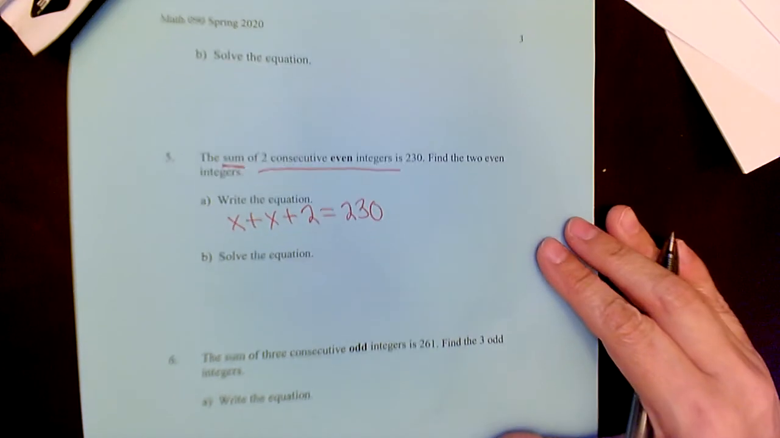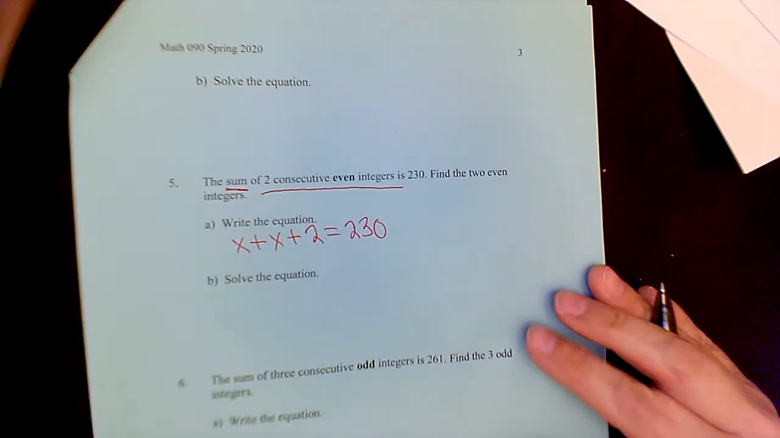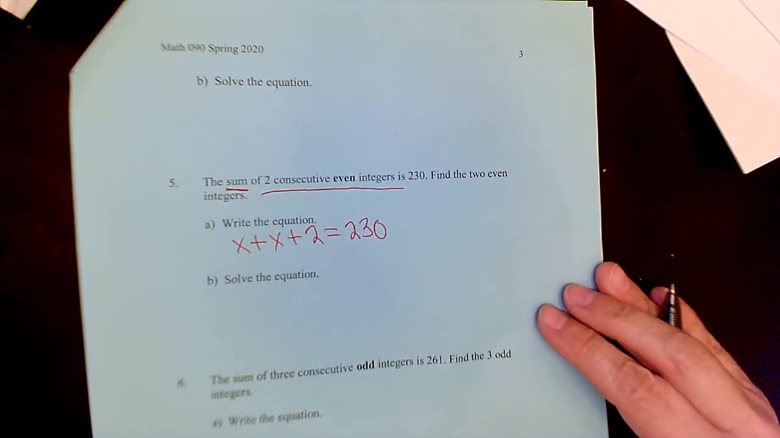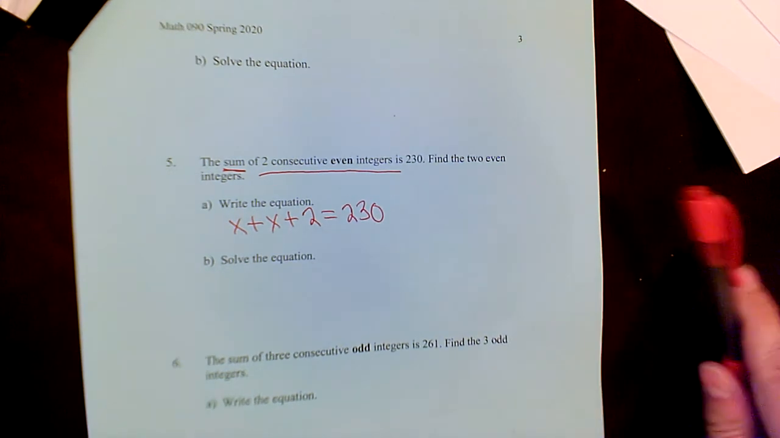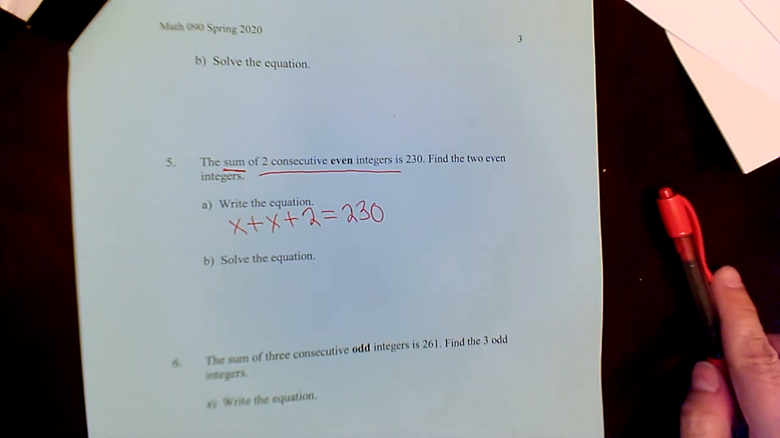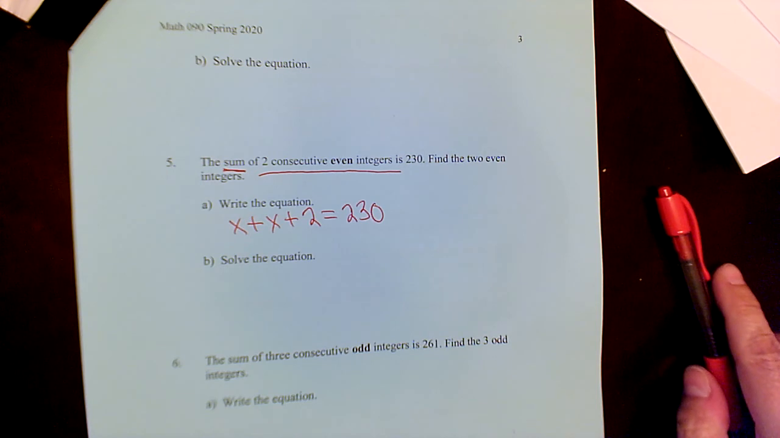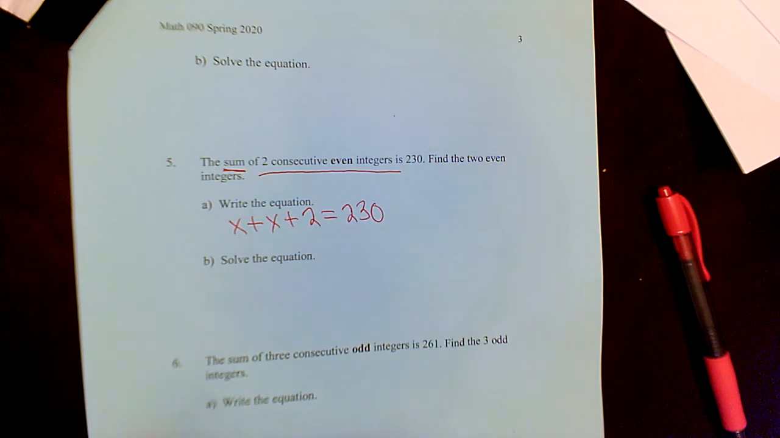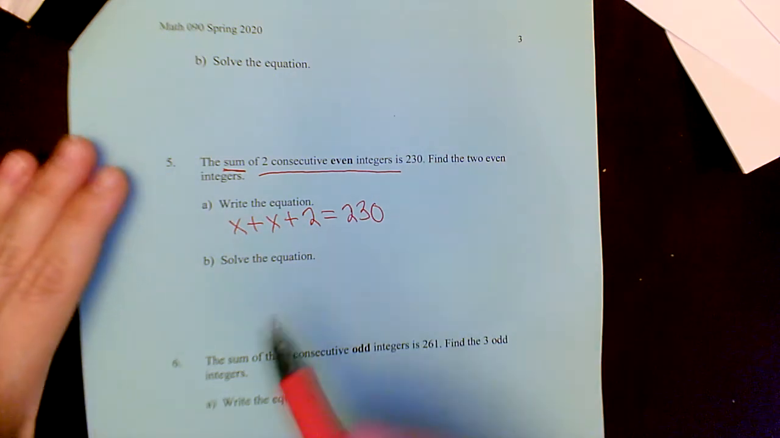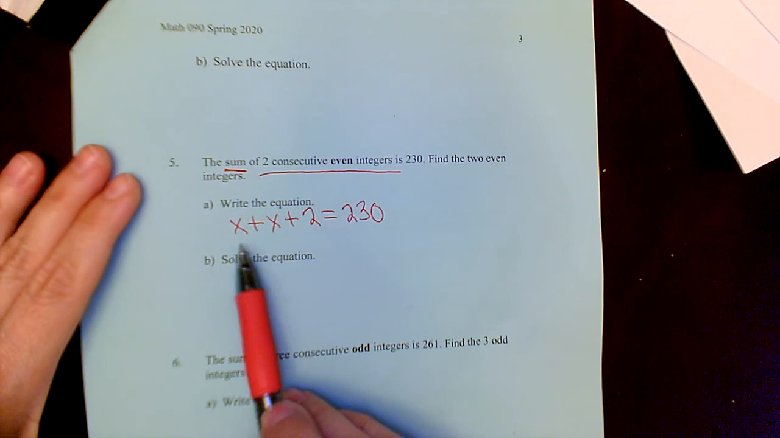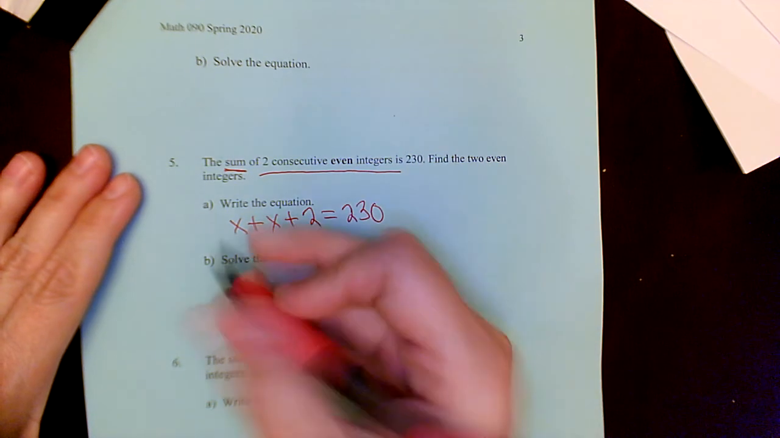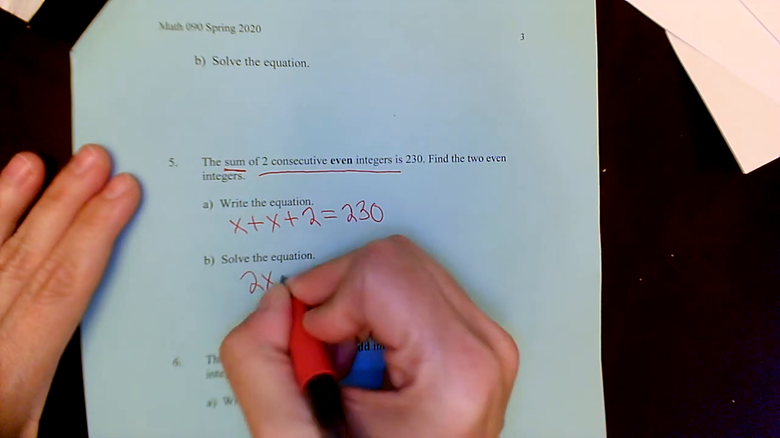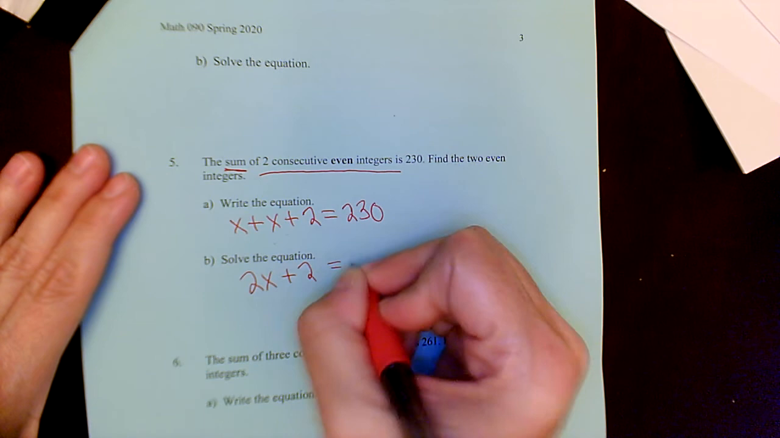Are you okay with the equation? x and x plus 2 equals 230 because I'm finding two consecutive evens. In the last one we used x and x plus 1, but those were just consecutive. These are consecutive evens. So can we solve this? x and x is 2x plus 2. I'm just combining like terms.